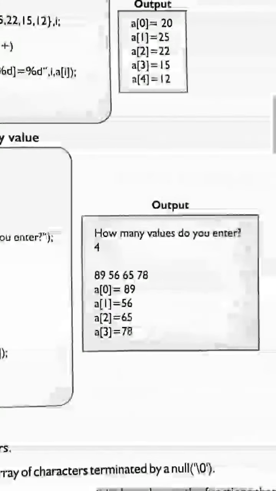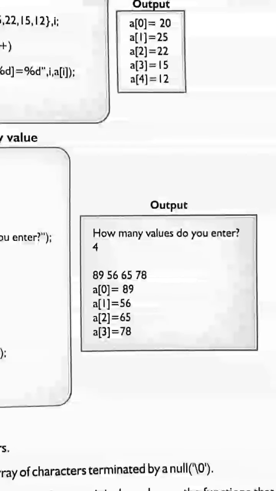So here you can see that they have entered 4. How many values do you enter? 4. Now the array size is 4. Each value that you have entered, that is 89, 56, 65, and 78, will be stored inside the array, and it will be printed in the next loop.